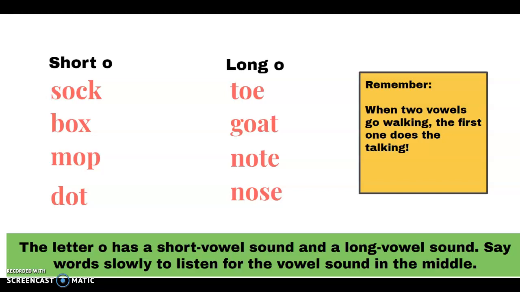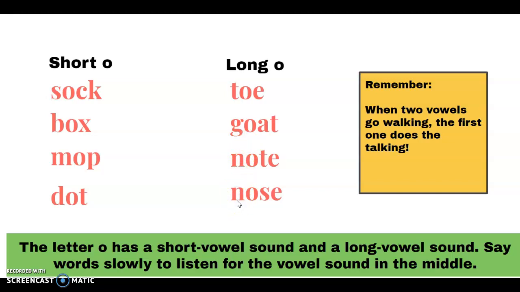Say words slowly to listen for the vowel sounds in the middle. And remember, when two vowels go walking, the first one does the talking. So for example, if we look at the word toe, we see the O and the E. But in this word, since two vowels are together, the first one does the talking. So the O comes through to our ear. If we look at the word goat, we see O and A, so a vowel team here. But the O does the talking, so we hear goat.